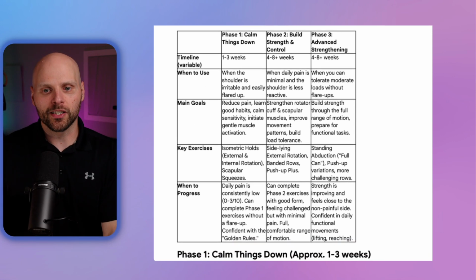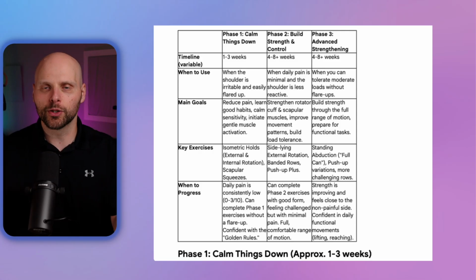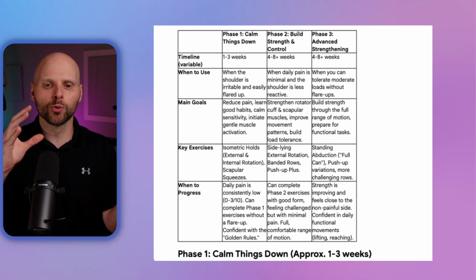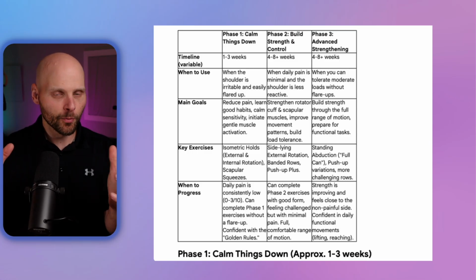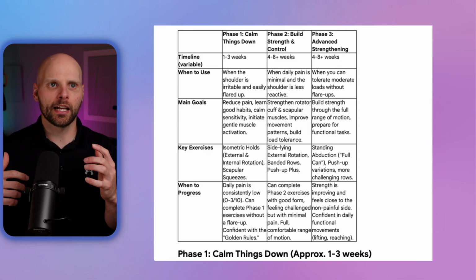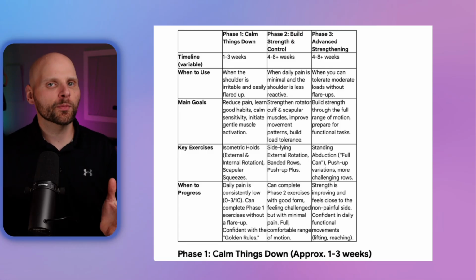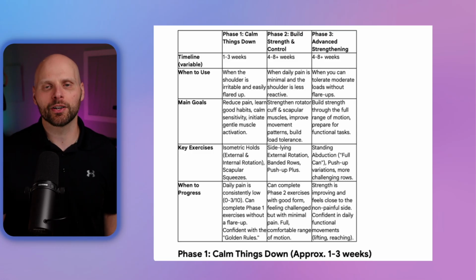Phase 1, though, is really where we start. This is when your shoulder's irritable and flared up and cranky. And the goal here is just to reduce pain, learn some good habits, how to take care of it. Once we talk about the pain rules, understand that, initiate getting range of motion back a little bit, but just really trying to move your shoulder in a gentle way to get your shoulder to understand, hey, it's okay to move a little bit. We have certain positions that are safe, and just calm things down. Things we'll do here, a lot of isometric. So isometric internal and external rotation, scap squeezes, all those things.